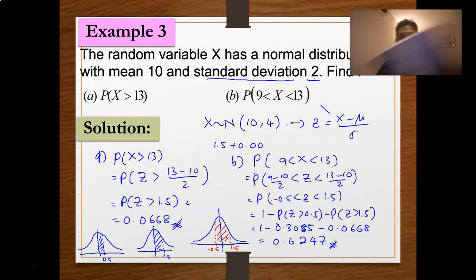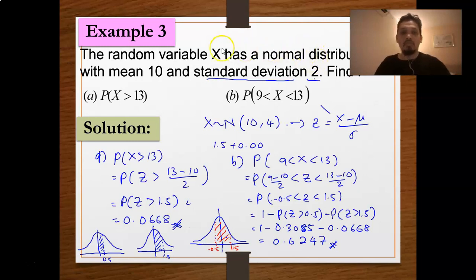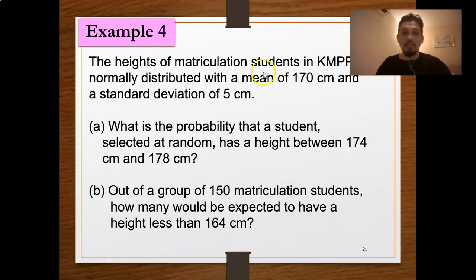Okay. So class, for the next example, which I think I let all of you try. The previous example is how we find the solution using this statistical book. And here is where we apply all the examples we did just now into this situation. The height of matriculation students can be normally distributed with mean 170 and standard deviation of 5. So what is the probability that a student selected at random has a height between 174 and 178? So class, I give you a clue for this, where X is normally distributed with mean 170 and standard deviation equal to 5. So variance is 5 squared or 25.